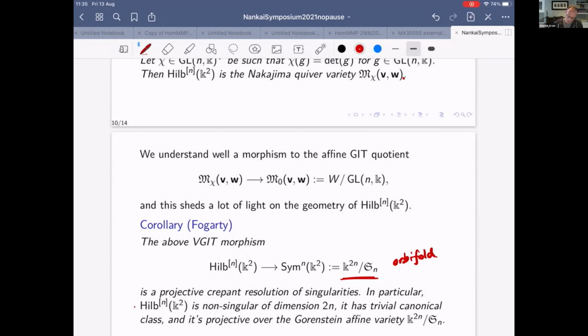Hal Schenck later on today will talk about Gorenstein affine varieties. So something's Gorenstein if its canonical class is trivial, and indeed this crepant condition means that the canonical class is preserved. And so the Hilbert scheme of points has trivial canonical class.